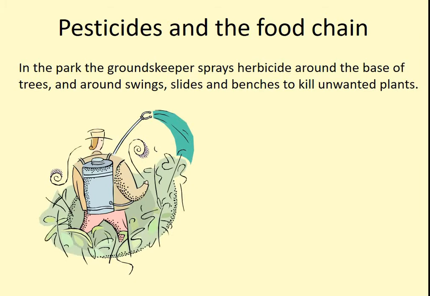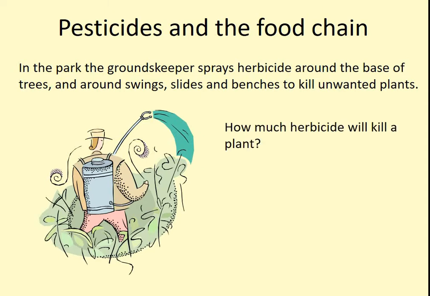Fairly straightforward. In a park, you've got a groundkeeper spraying herbicide around the base of a tree. Anything that has -cide at the end of it, C-I-D-E, not S-I-D-E, means something that will kill something. A pesticide will kill pests. A herbicide will kill plants. Remember, herb is a root meaning plants, like in herbivores and herbicides, the related words.